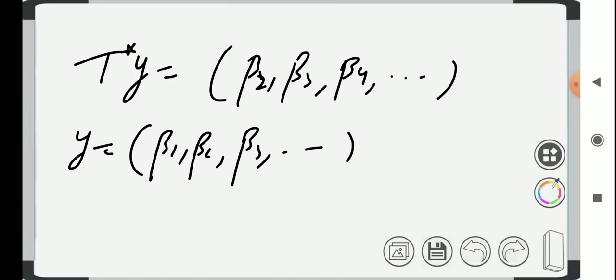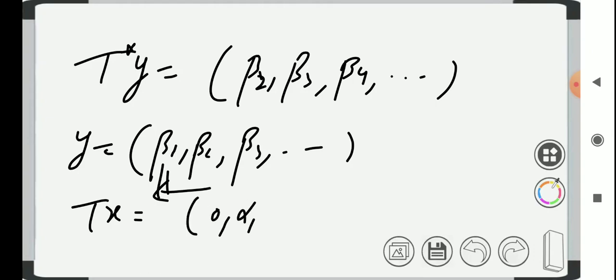Hence, corresponding to the right shift operator, its adjoint is what we can call a left shift operator. It simply makes the first element 0 and shifts the sequence left. T of x simply shifted the elements to the right, but its adjoint simply shifts the elements back to the left. This is the adjoint operator for the right shift operator.